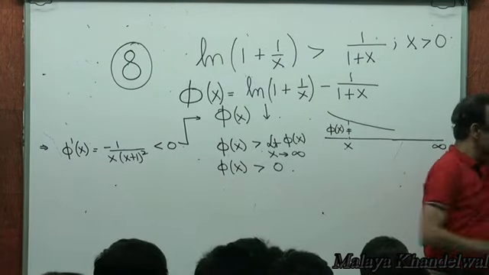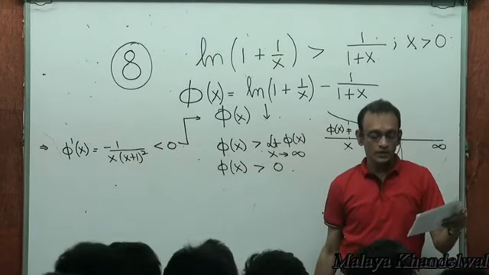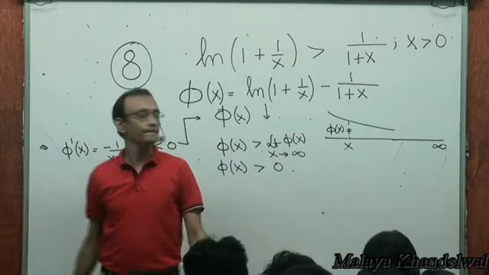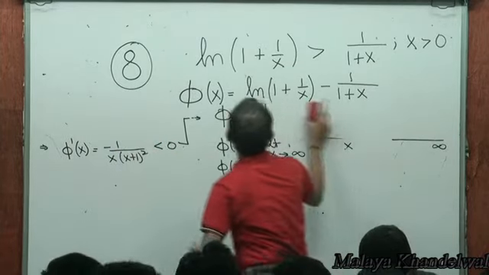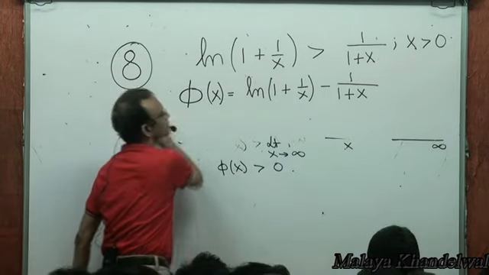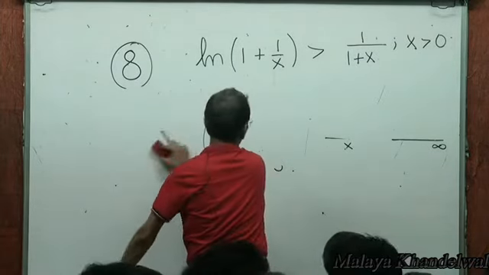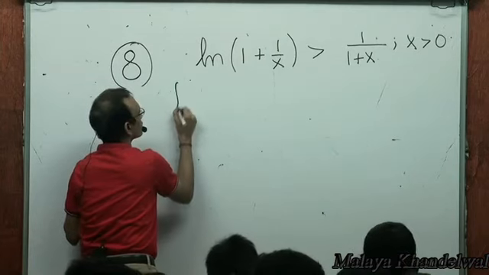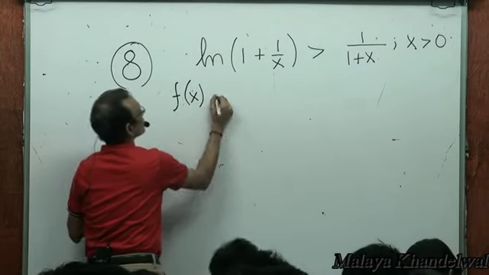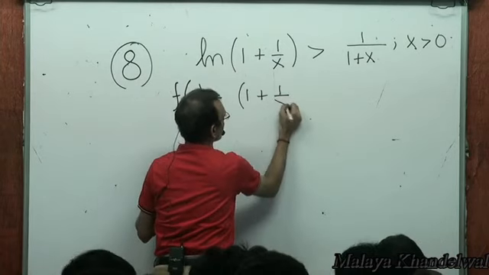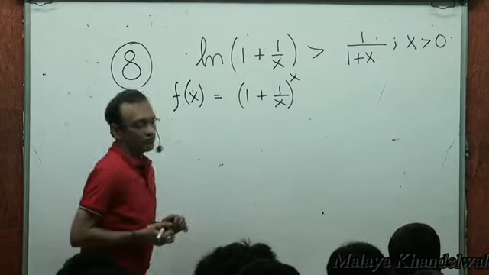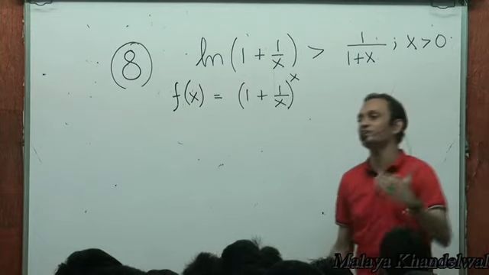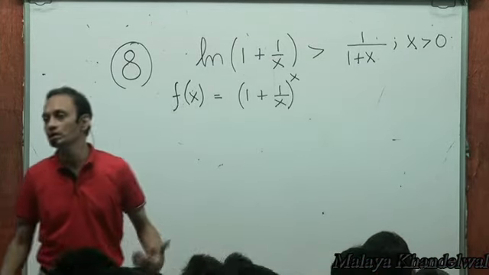Now the next part of the problem is, given this, we want to show that (1 + 1/x)^x strictly increases. Can I wipe this off? Now the next part is very, very simple. For x greater than 0 to infinity, we want to show that f(x) is an increasing function of x. That means we want to show that f dashed x must be positive.